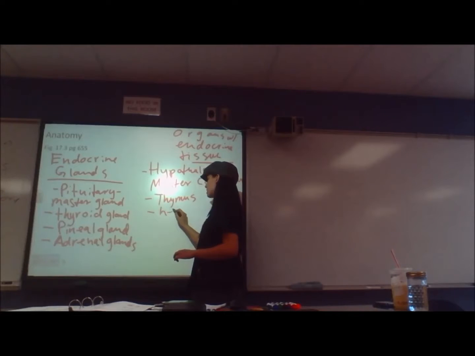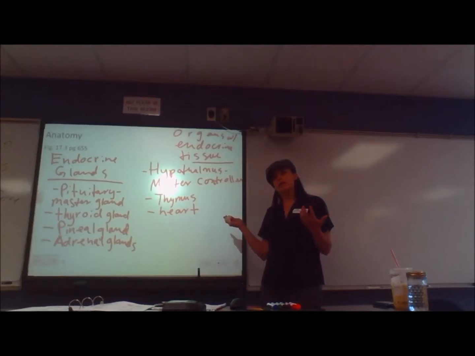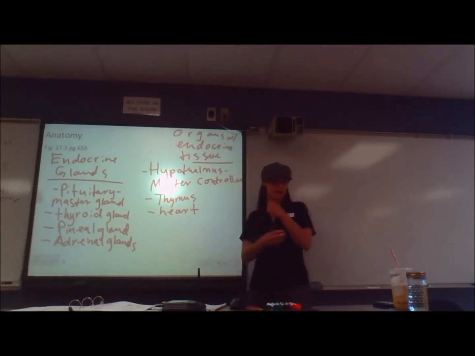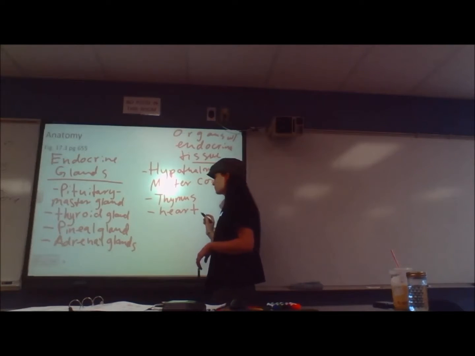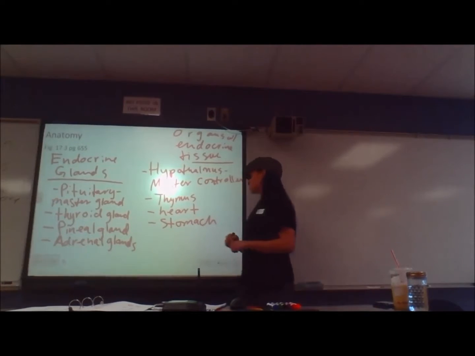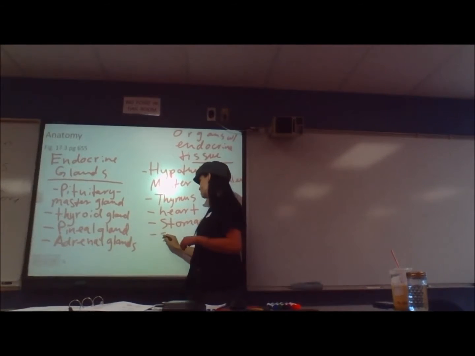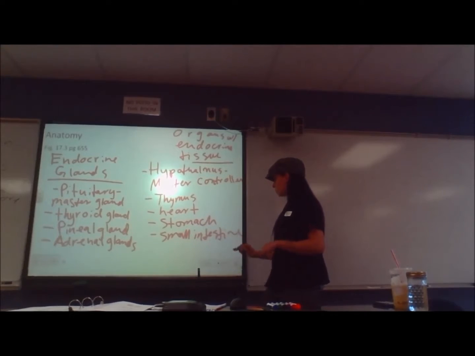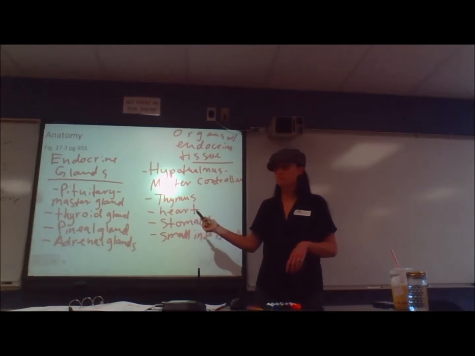The heart actually also releases a hormone called atrial natriuretic peptide. We're not going to talk about that this chapter. We'll talk about that when we go over the cardiovascular system. But the heart also has some endocrine function. The stomach releases a hormone called gastrin that helps with regulation of digestion. The small intestine releases a hormone called cholecystokinin. These two we'll talk about when we get to the digestive system.